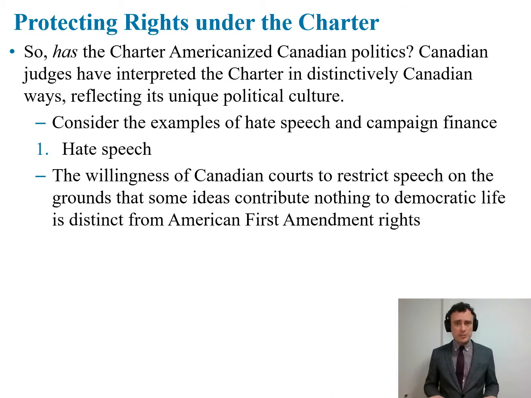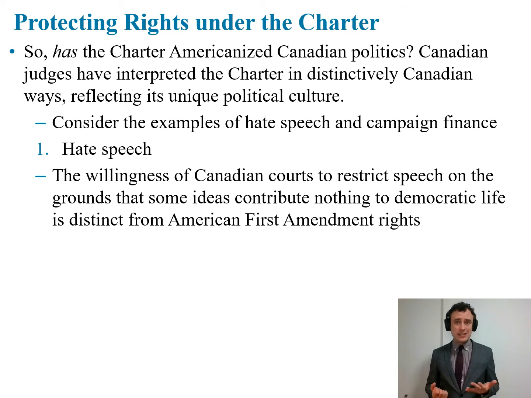So, can we answer the question, has the Charter Americanized Canadian politics? What we'll see is that Canadian judges have interpreted the Charter in distinctively Canadian ways, which reflects the unique political culture of Canada and Canada's unique jurisprudence.